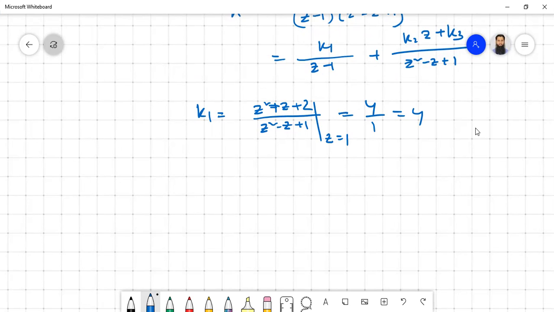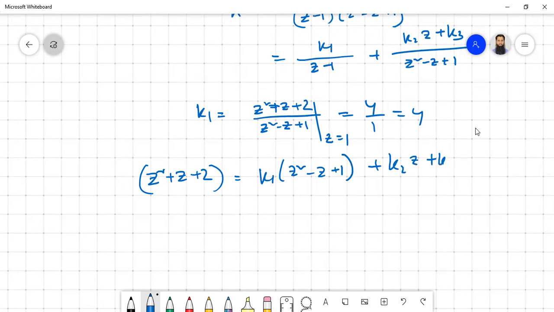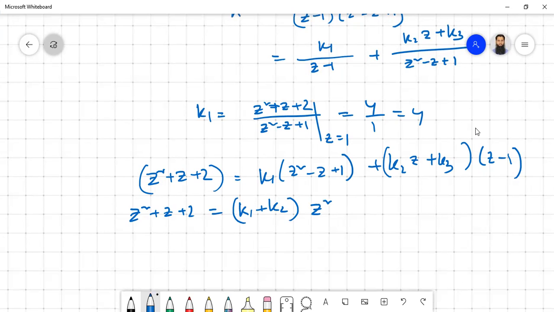Now, for finding K2 and K3, the whole equation is multiplied with the denominator of the complete equation. So it will give you z square plus z plus 2 equal to K1 (z square minus z plus 1) plus (K2 z plus K3)(z minus 1). Now simplify a bit, skipping one line: z square plus z plus 2 equal to (K1 plus K2) z square minus (K1 minus K3 plus 1) z plus (K1 minus K3).